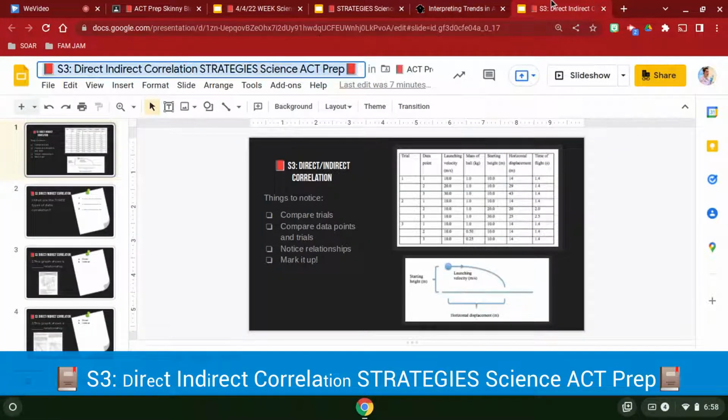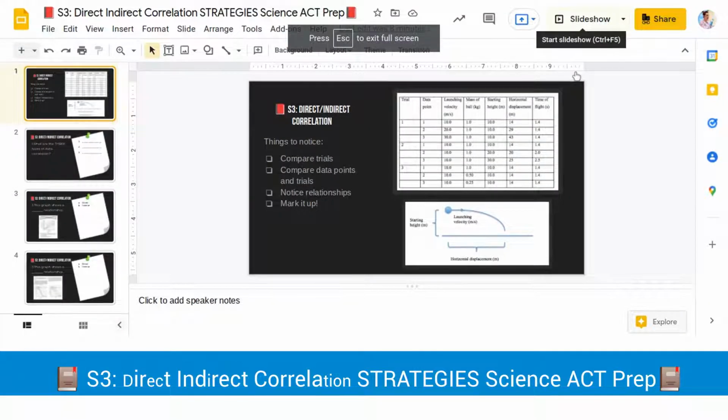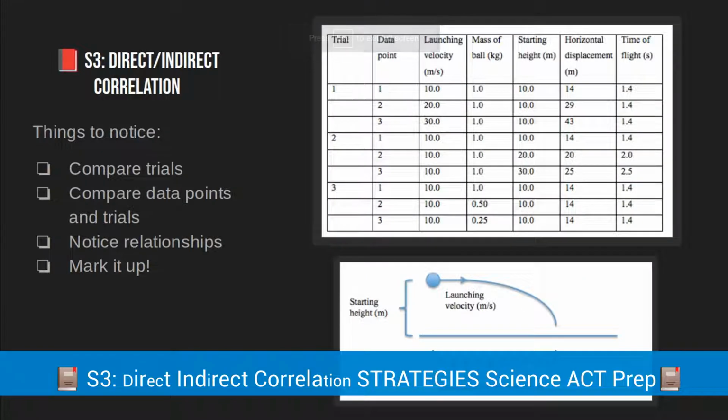Okay, so now let's actually look at your assignment. Right here, it is just us looking at this one together before you actually go into the wild world of doing it on your own. Alrighty, so right here we see a graph, we see a chart right there. Does it have any bearing what the actual content is? No, not necessarily. We have three different trials here. We have three different data points on those trials. We've got the velocity, the mass, the height, the displacement, and the time of flight.